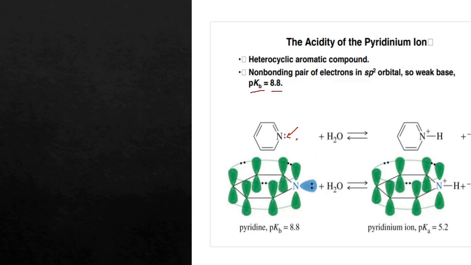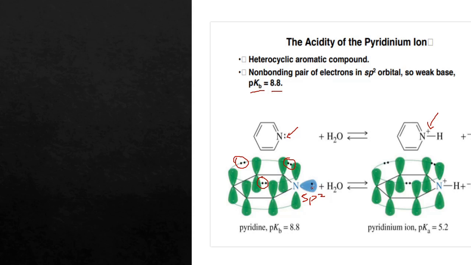Now this lone pair of electrons can form a bond with a proton from a water molecule, and in this case the pyridine becomes the pyridinium ion. So this is what exactly happens. It is represented with the help of a pi electron diagram. You can see the delocalized pi electrons, and this particular electron pair is a lone pair which is present in the sp2 hybridized orbital.